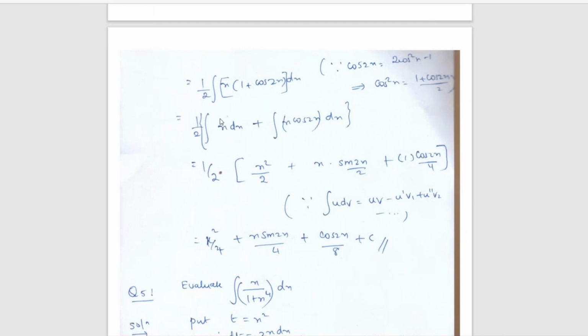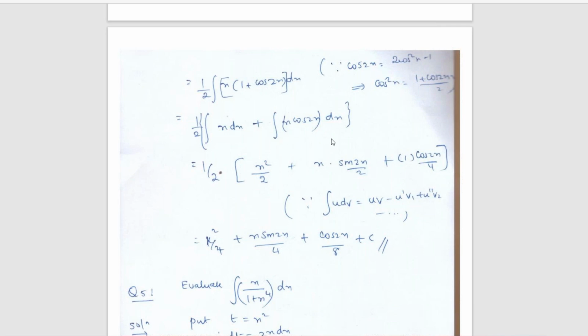The first integral is easy. It is easy to evaluate. 1 by 2 is a constant. Here I am having integral x dx. Integral x dx is x square by 2, that is, the formula x to the power n plus 1 by n plus 1, plus integral cos 2x dx.